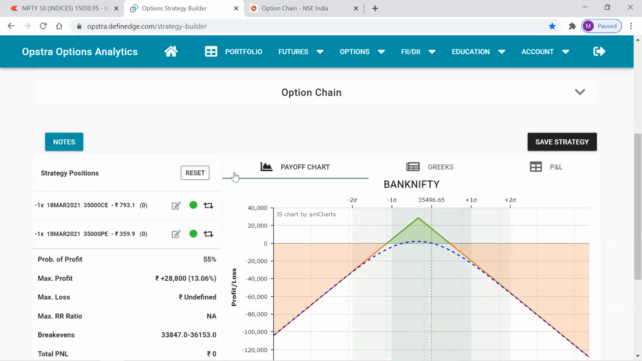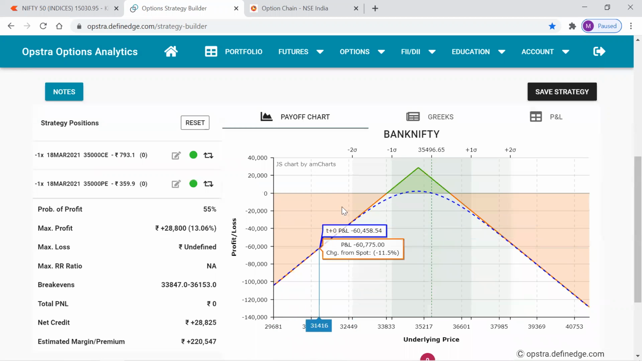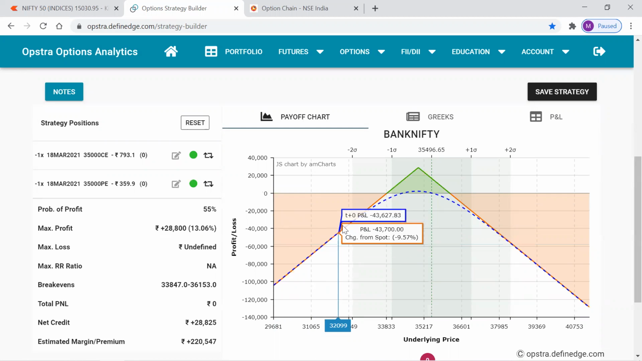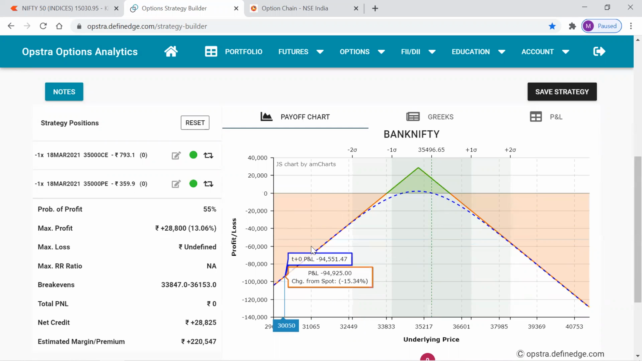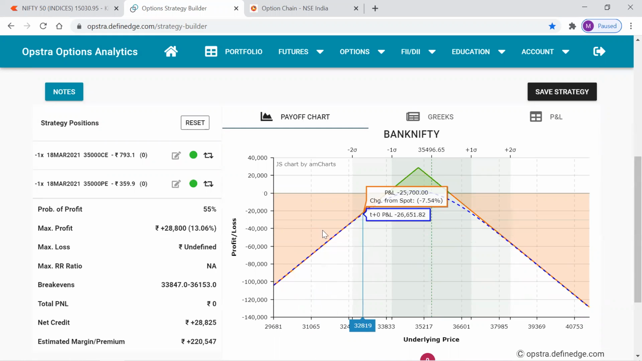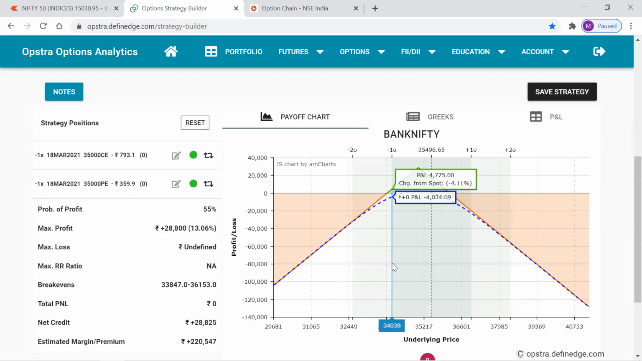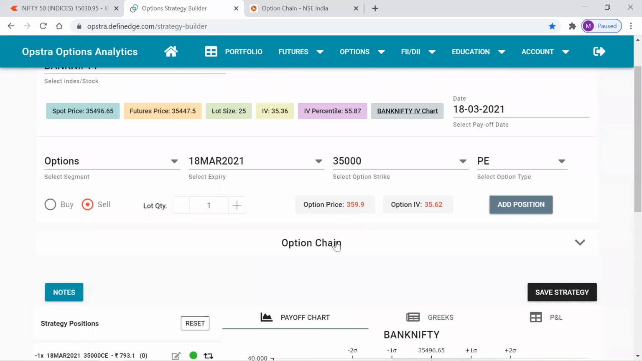Now I'm constructing an iron butterfly, which is nothing but an extension to the short straddle. To convert this unlimited risk to a limited risk, I repeat, to convert this maximum loss to a minimum loss, I'm going to make it an iron fly or iron butterfly. It's pretty simple.